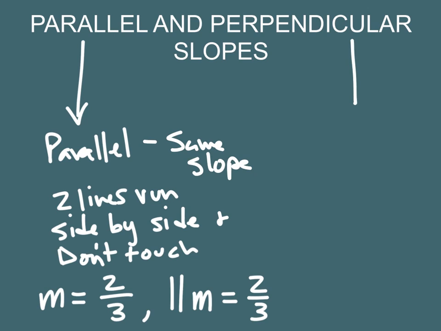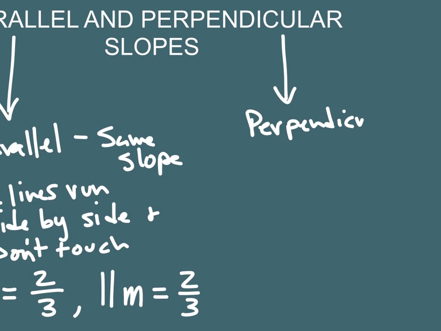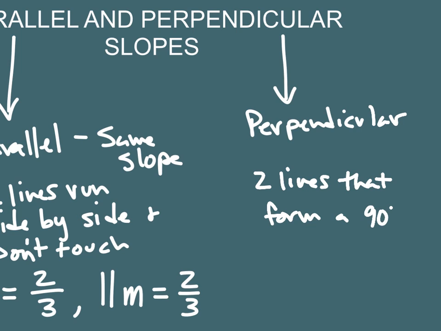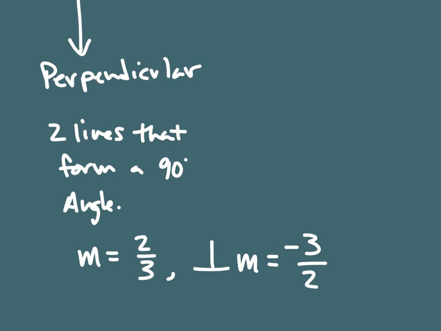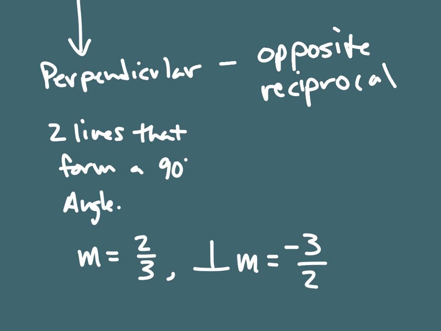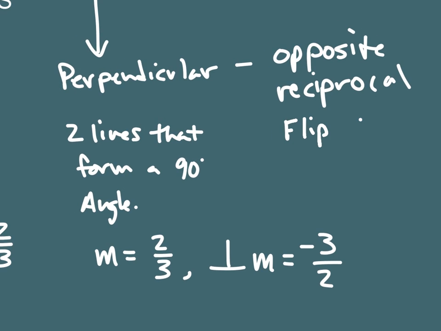Okay, perpendicular is where you have two lines that form a 90-degree angle. And so let's say that we had a slope of 2/3. If I wanted the perpendicular slope, I'm going to flip my fraction and change the sign. We call that the opposite reciprocal. What that means is that you would flip the fraction and change the sign.